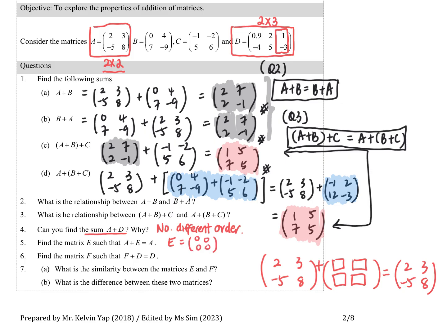Okay, find the matrix F so that when I add it to D, it will still get back D. So again, it is a zero matrix, but the order must be 2 by 3, so that every entry you add zeros to it. That's all.